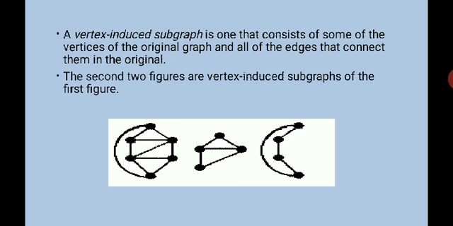A vertex induced subgraph, what is a vertex induced subgraph? It is one that consists of some of the vertices of the original graph and all the edges that connect those vertices. See, the first one is the main graph, and the next two figures are vertex induced subgraphs. How? They have a few vertices, and whatever edges join these vertices in the main graph are a part of it. So you take a few vertices from the main graph, and then you connect them by the original edges, that is, the edges that they share among themselves. So that becomes a vertex induced subgraph.